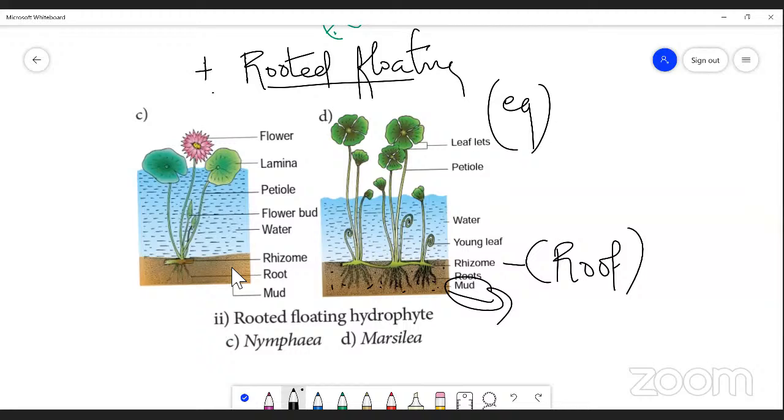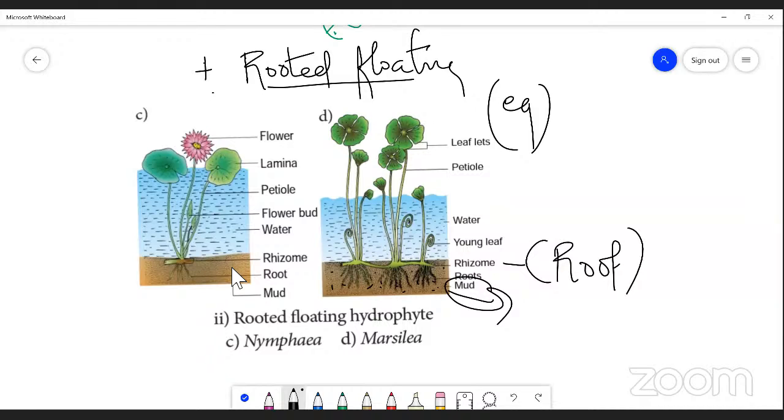Could you give an example for rooted floating once again? I have given two examples. Please catch and answer. You are taking too much time, it's too late to answer. Dear students, Nymphaea and Marsilea. Very good. So let's go to the next topic.